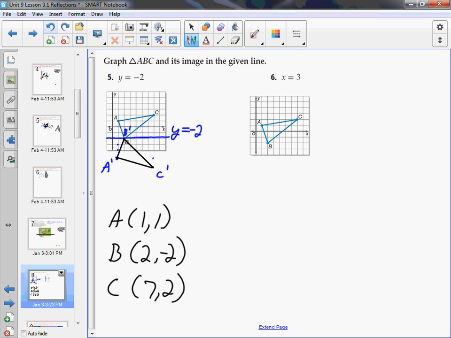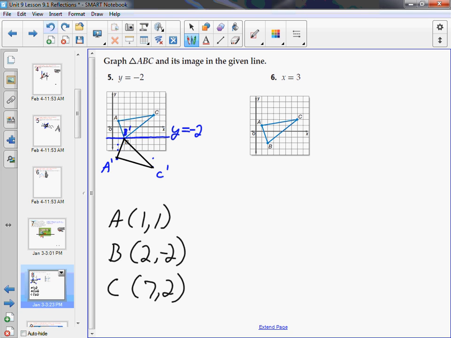Now everything works the way it did before. The segment connecting A and A prime is perpendicular to the line of reflection, isn't it? Same thing with C and C prime. B and B prime are the same point because they're on the line of reflection. So instead of using a compass to measure, we use spaces on the coordinate plane to measure. That's the only difference. Make sense?